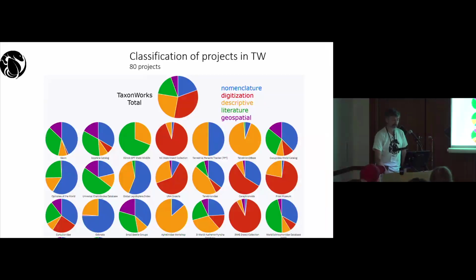Last time I checked, it was 80 projects in production. We try to classify those a little bit. There are nomenclatural projects, mostly in blue, digitization or collection management projects in red, descriptive, it could be interactive keys for identification or other data, literature green, and geospatial. As you see, there is a variety of projects in the system.